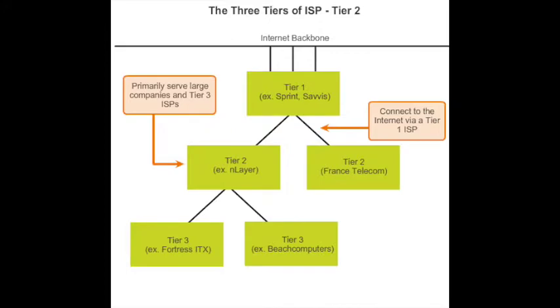Tier 2 ISPs acquire their internet service from Tier 1 ISPs, and they generally focus on business customers. The primary disadvantage of Tier 2 ISPs is slower internet access because they are at least one more connection away from the internet backbone, and they also have lower reliability than Tier 1 ISPs.